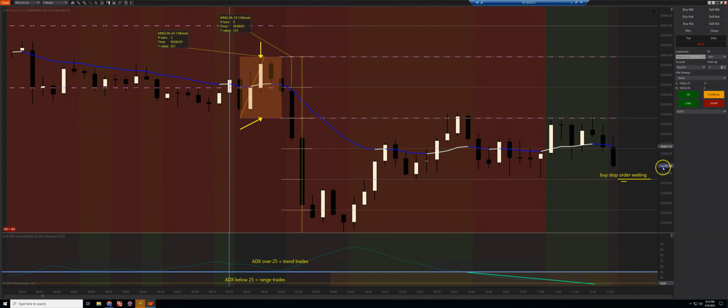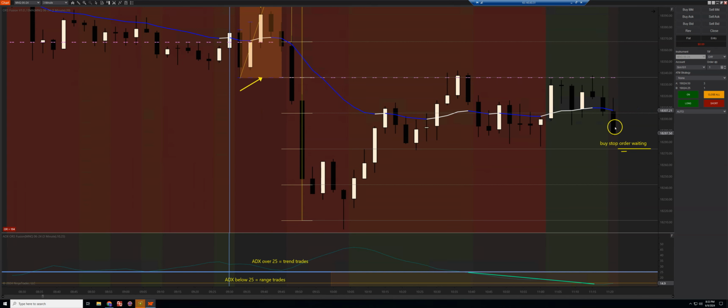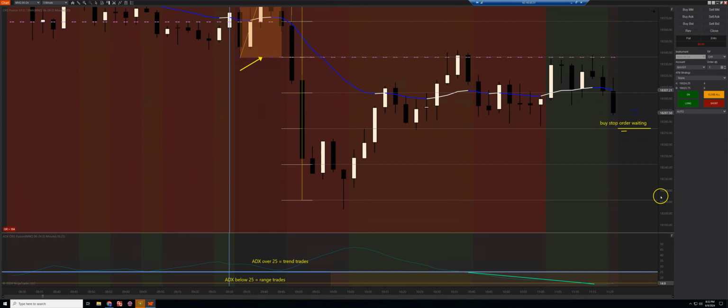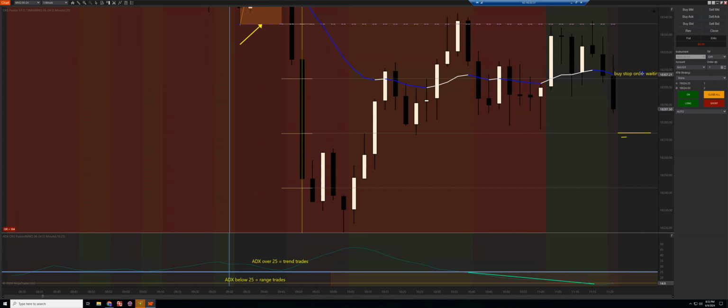Then we come along and we have all of our criteria met for this short. Blue EMA means it's sloping down. We're closing below the EMA, and we have a sell zone. So 1, 2, 3. Now we're going to have a buy order waiting. Immediately, the strategy is going to place a buy stop here. Why is it going to be a long, a long underneath the moving average?